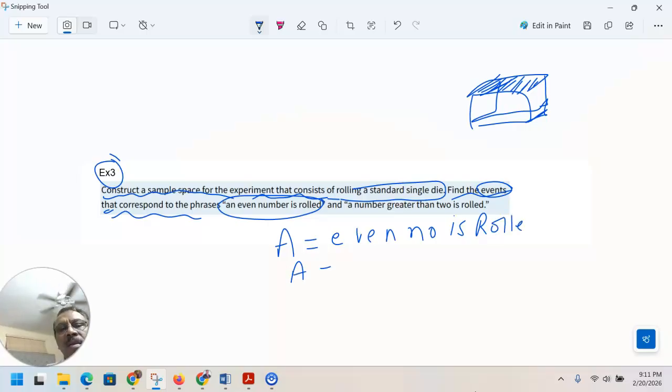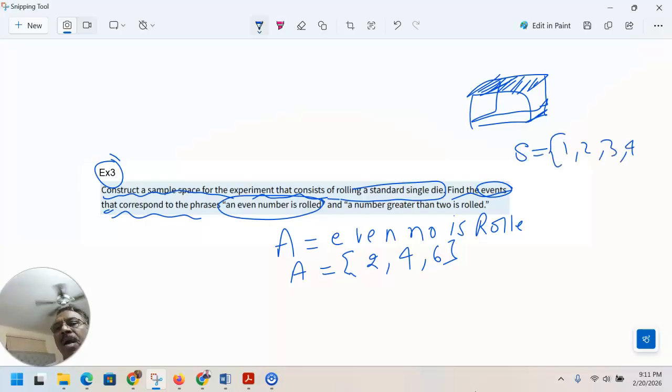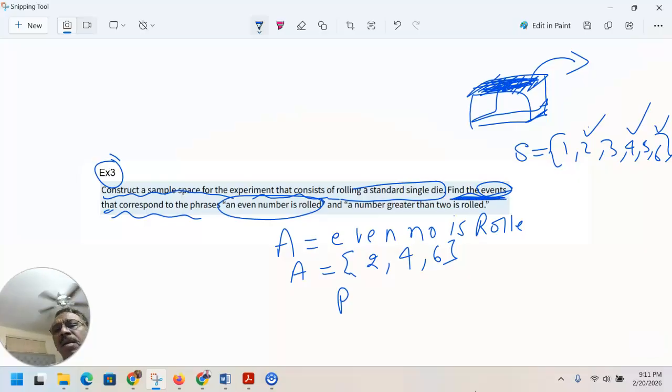Now for this, the favorable outcomes could be 2, 4, 6. These are the only ones, right? And the sample space is all of 1, 2, 3, 4, 5, and 6. So these are all the possibilities that can show up on top, right? But the ones that are favorable are 2, 4, and 6. The question is not asking for the probability, only the event. So this is the answer.